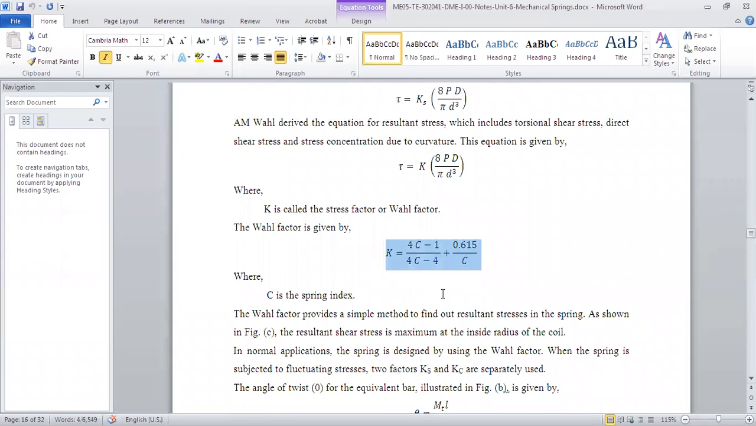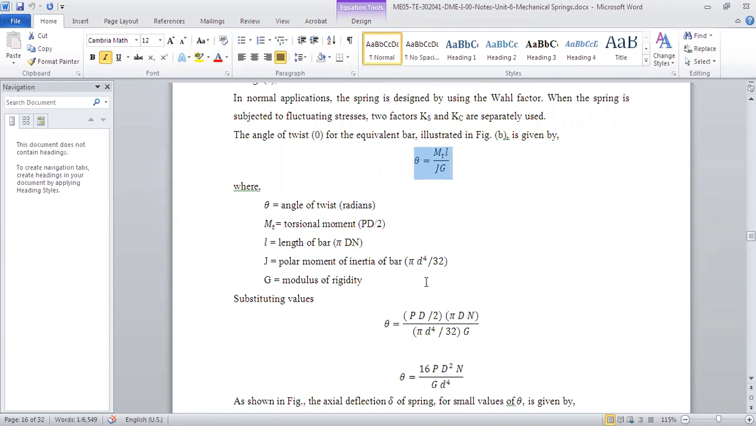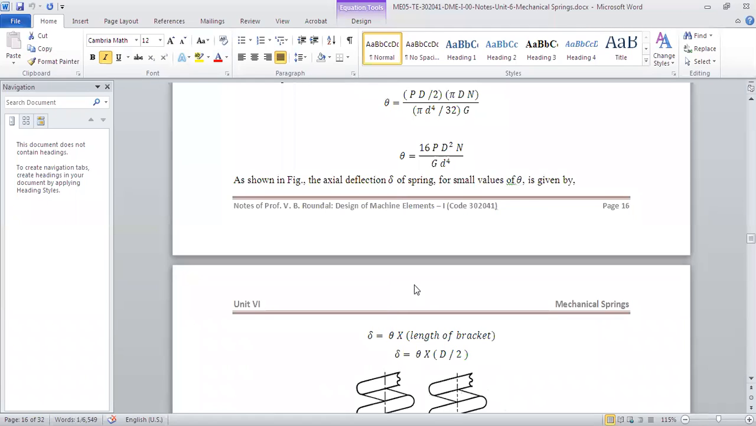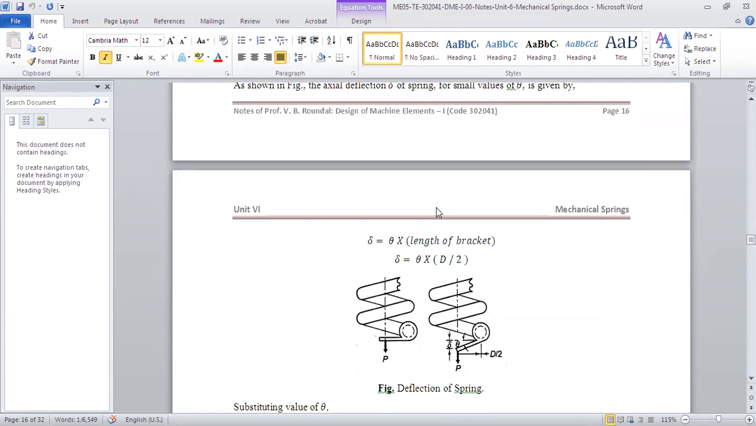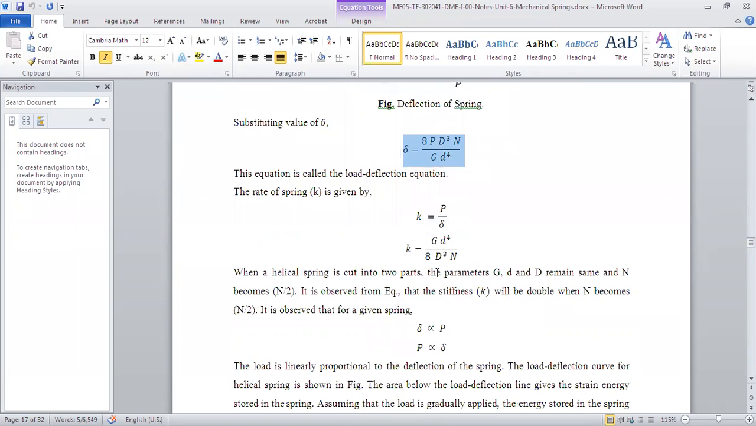We have seen that. And then also this load will try to twist the spring, so the angle of twist also comes into the picture, and that angle of twist is given by this formula, right? Theta is equal to 16PD square N upon G d raised to 4. With that we get the deflection, 8PD cube N upon G d raised to 4. So we will need this. Remember this formula: deflection of the spring is 8PD cube N upon G d raised to 4. It is not very high-fi. Just remember.